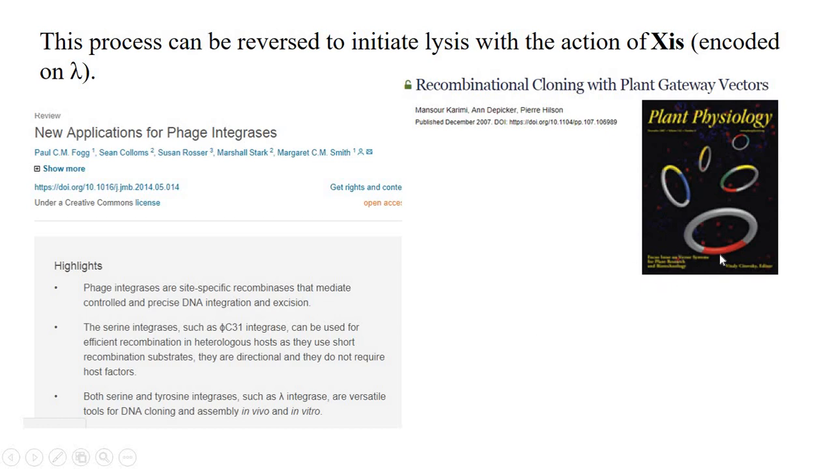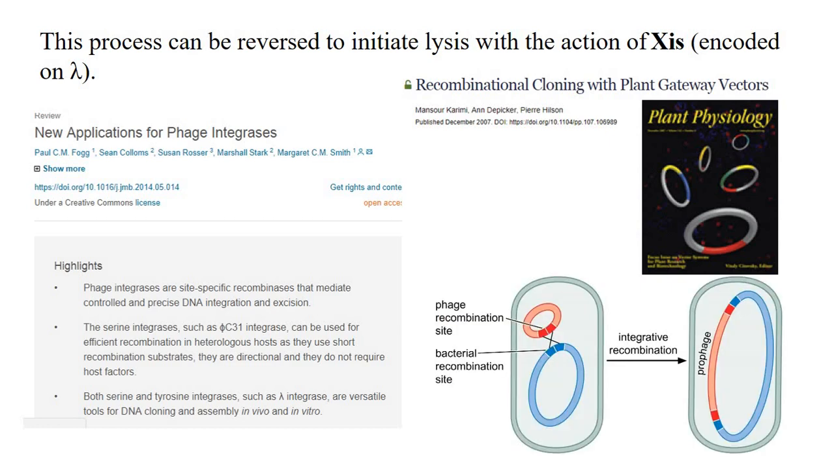This is the journal Plant Physiology, and the image on the cover page was recombinational cloning with plant gateway vectors. When something makes it to the cover page of a journal, that means it's pretty important. So you can see that these tools are quite important in order to generate recombinant DNA for cloning of DNA.